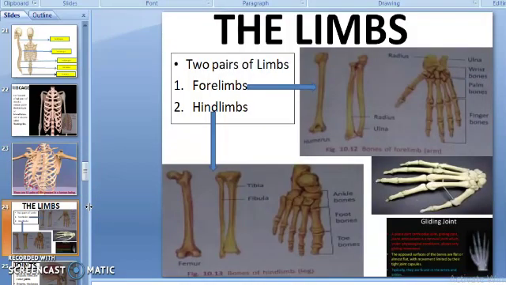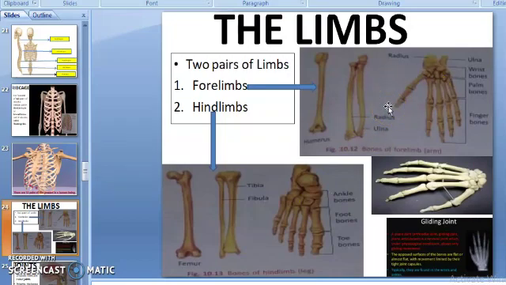Next part of the human skeleton is the limbs. Two pairs of limbs are there, forelimbs and hind limbs. They basically represent the arms. These are the arm bones, and legs. These are the leg bones. Observe the diagrams carefully.